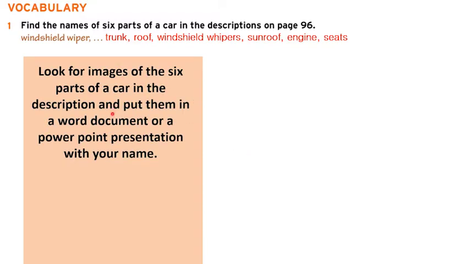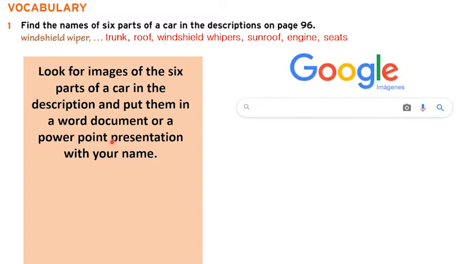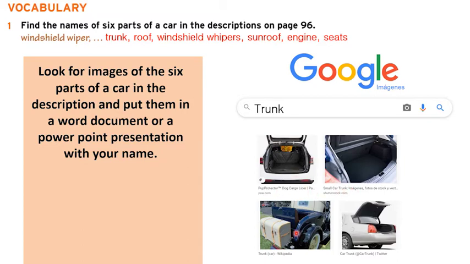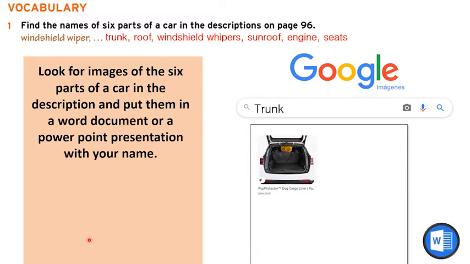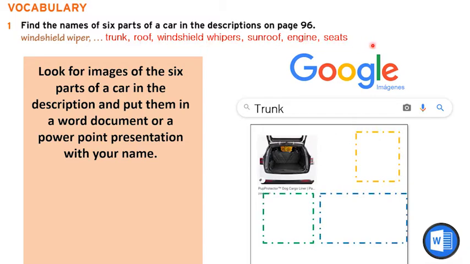Okay, here it says, look for images of the 6 parts of a car in the description and put them in a Word document or a PowerPoint presentation with your name. Okay, so what you're gonna do is go to Google or to any browser that you like, and you're gonna look for these words, but you're gonna look for images. Then you're gonna choose one image and put it in a Word document or in a PowerPoint presentation. Okay, like this, you're gonna paste all the pictures from all these words. Okay, so do it, guys.